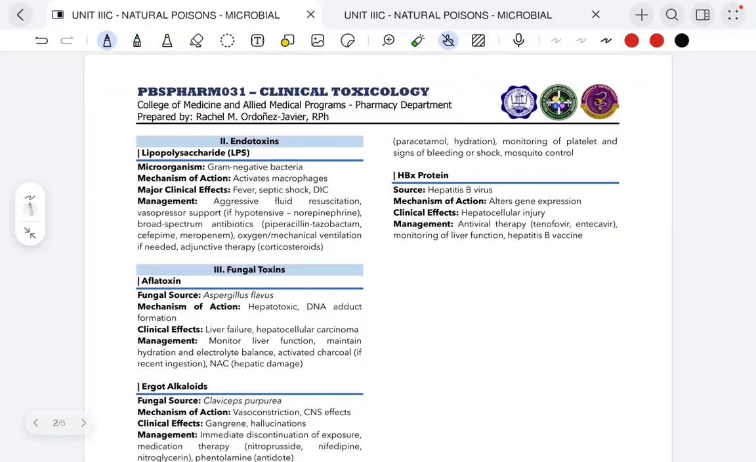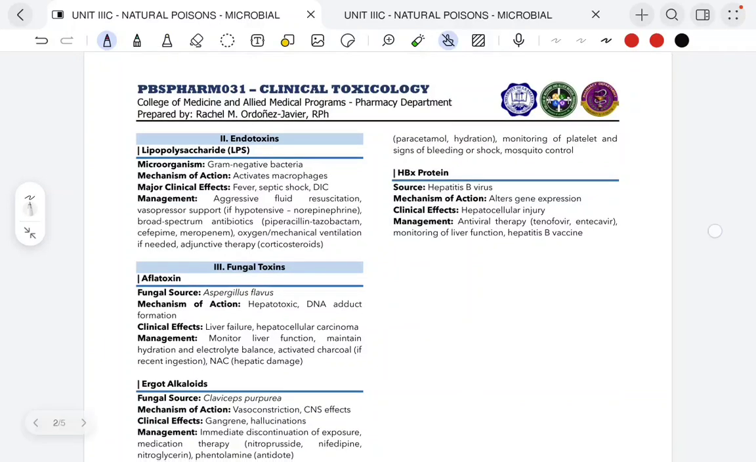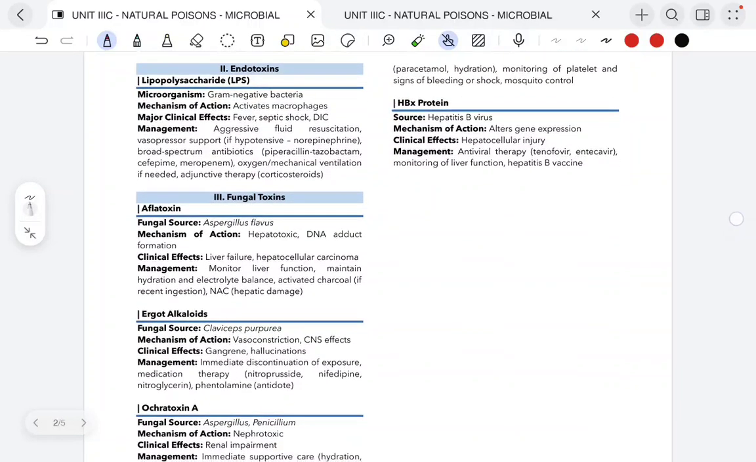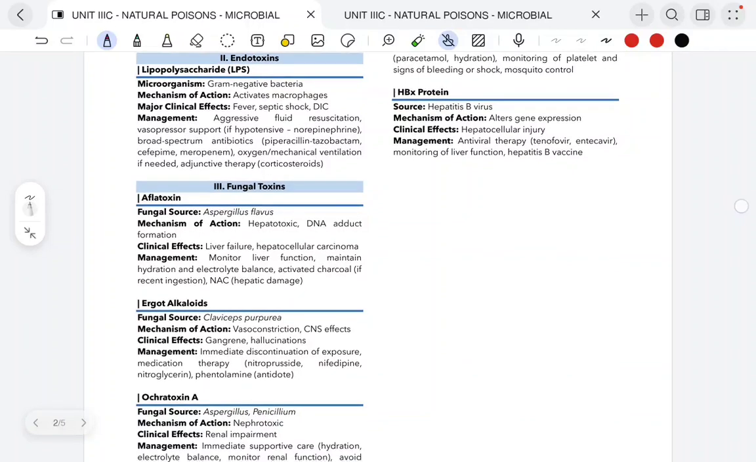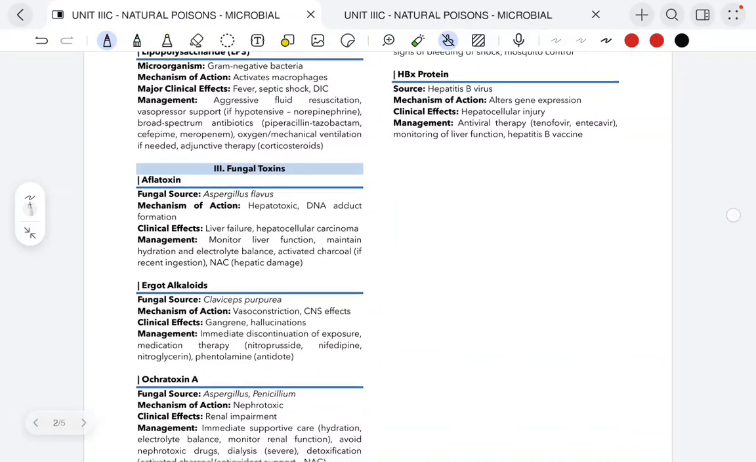Like for example, paracetamol if there is fever, and hydration if there is dehydration. Then we can also monitor the platelet and signs of bleeding or shock. And of course, there should be mosquito control.